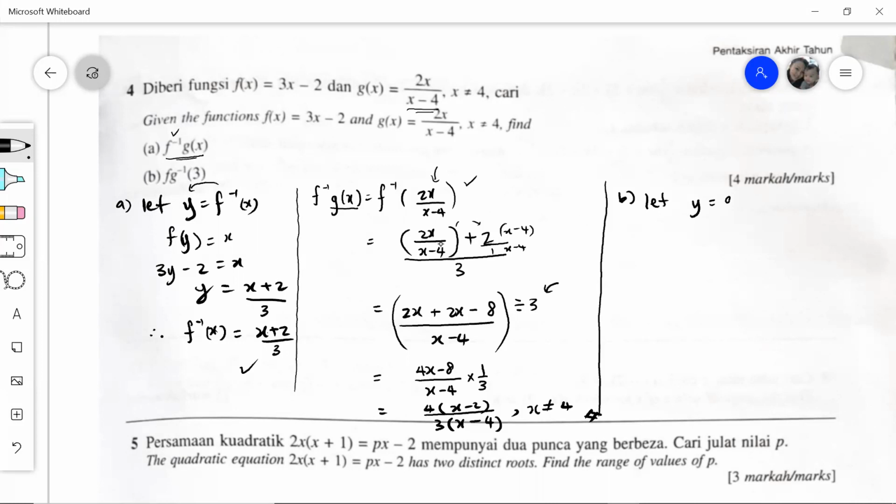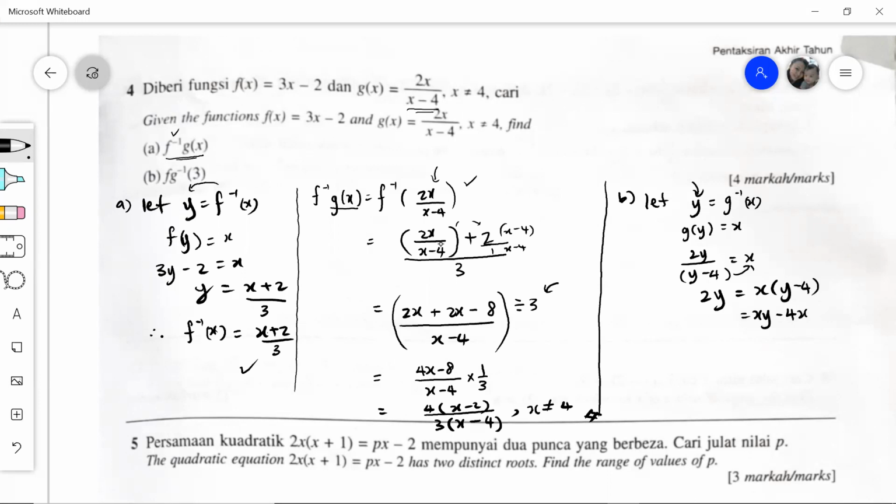Let y be G inverse x. Then G(y) will be x. And G says 2y over y minus 4. Always remember our objective is to find y as our subject. So this one, bring upwards to the other side. So we will have 2y equals x times (y minus 4). So we will have xy minus 4x.